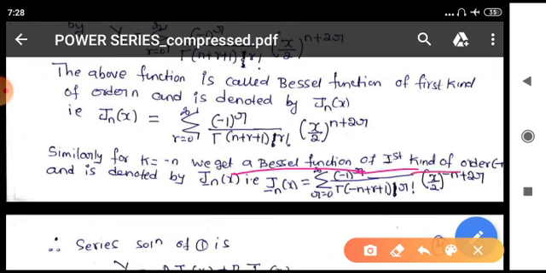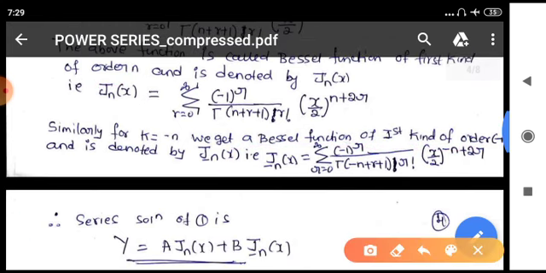Similarly, for k equal to minus n, we get a Bessel function of first kind of order minus n. For k equal to n, we get Bessel function of first kind of order n. For k equal to minus n, we get a Bessel function of first kind of order minus n and is denoted by j minus n of x, and this j minus n of x is given by, very easy, summation of minus 1 to the power r divided by gamma of, instead of n, minus n plus r plus 1 into r factorial x by 2 to the power minus n plus 2r.